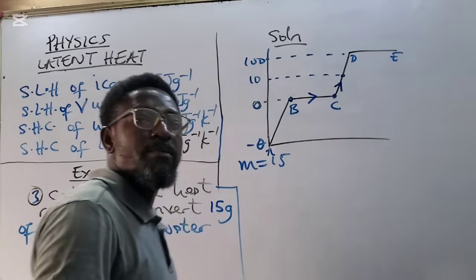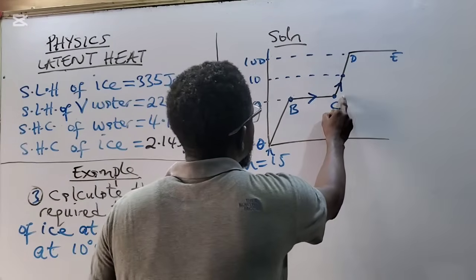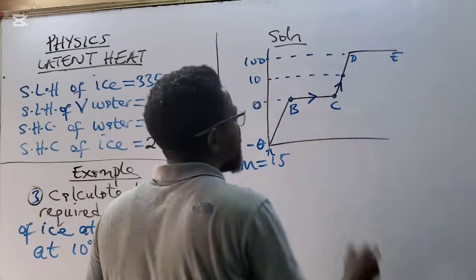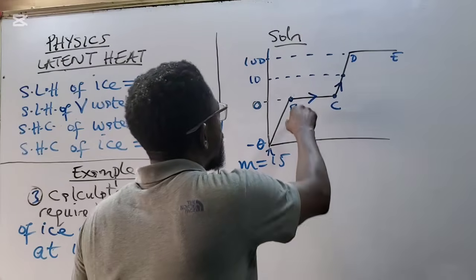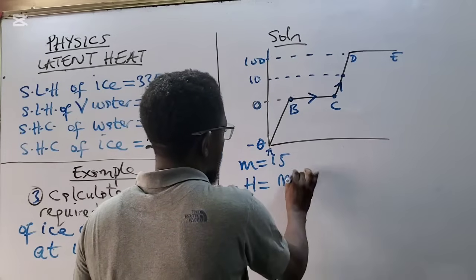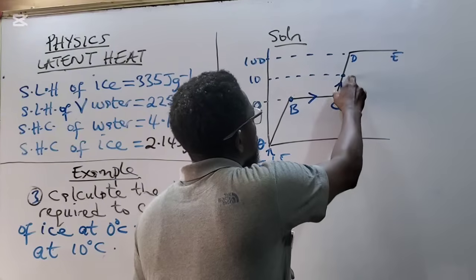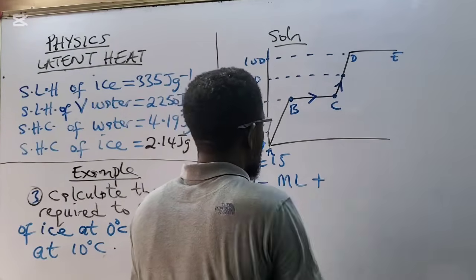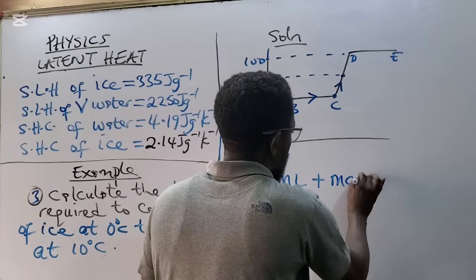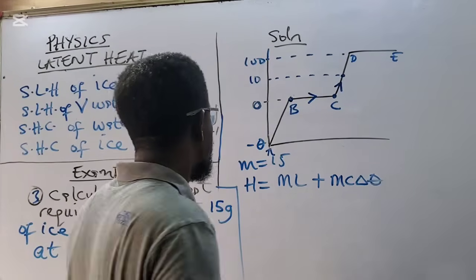So that means I'm going to have two formulas. From here to here, B to C, there is no change in temperature. So I'm going to have M L. So heat is ML. Then plus what is required to convert from here to here, where there's an increase in temperature. So I'll get MC change in theta.